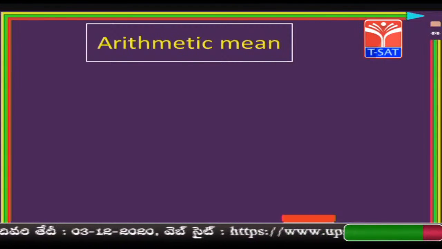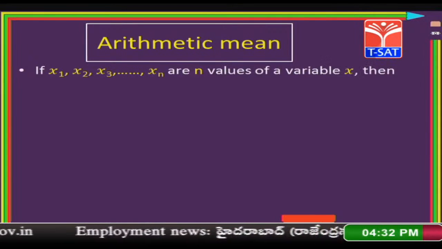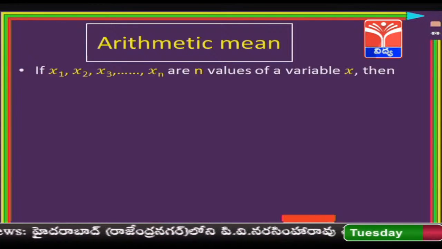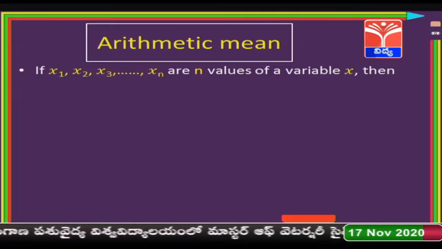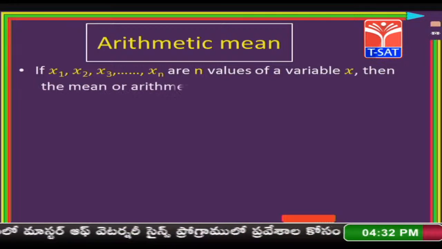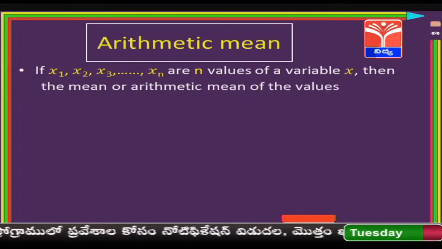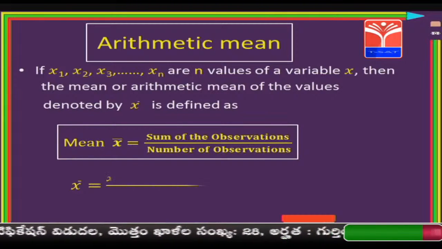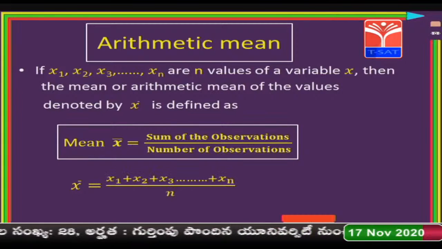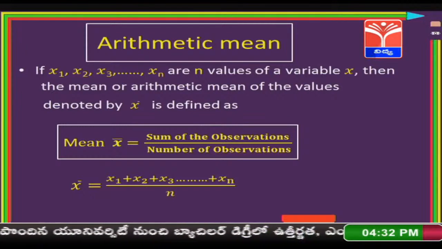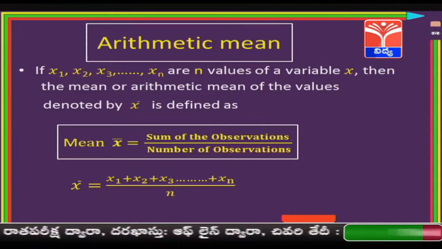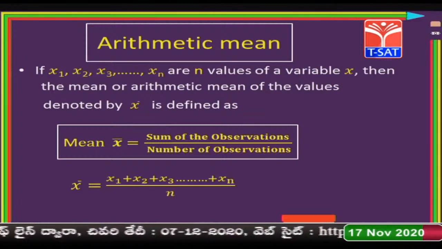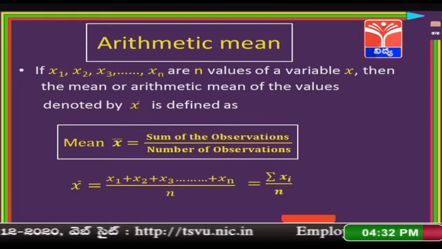So, what exactly is mean or arithmetic mean? If you take observations, the sum of the observations divided by the total number of observations is called the arithmetic mean. So, if you take observations as x1, x2, x3 going up to xn, as n values of variable x, then the mean or arithmetic mean of the values is given as x bar is equal to the sum of the observations divided by the total number of observations. So, x bar is equal to x1 plus x2 plus x3 going on plus xn divided by n. We can write this in a simpler way as sigma xi divided by n, where sigma stands for the sum of the observations.